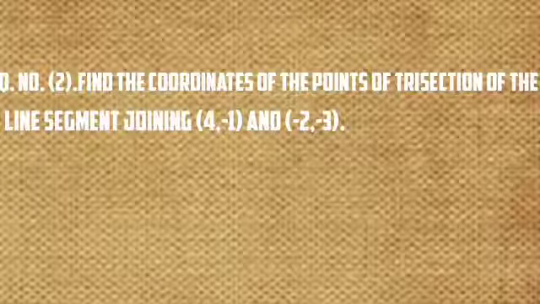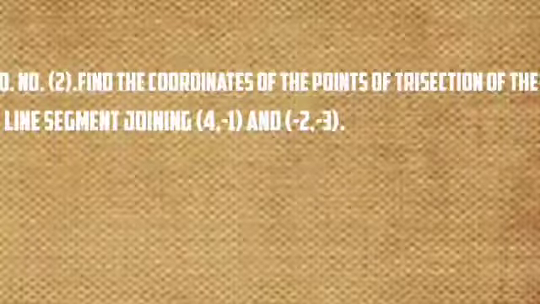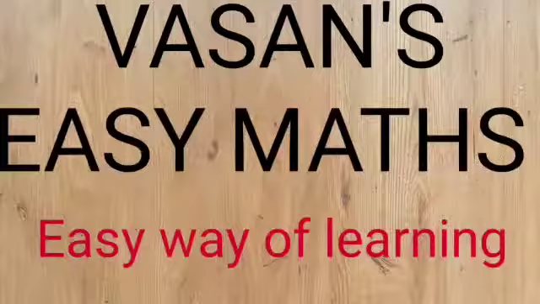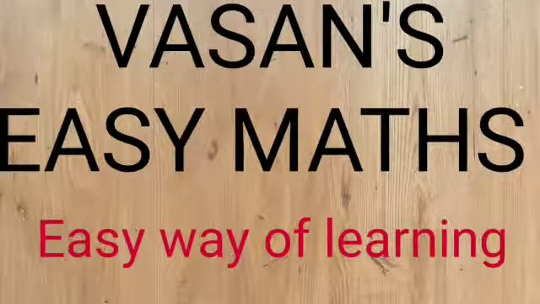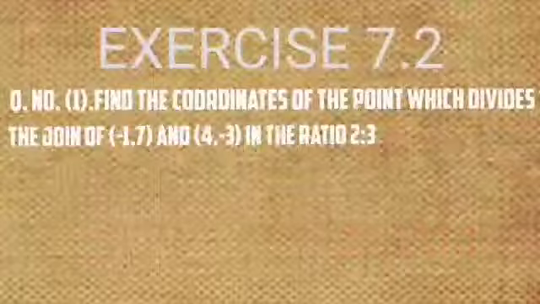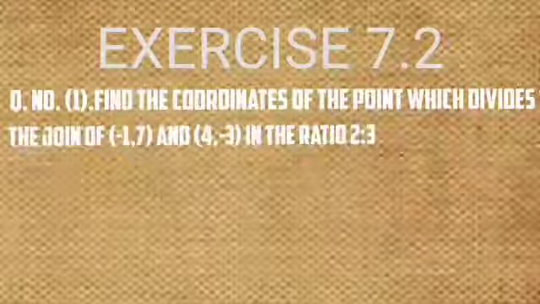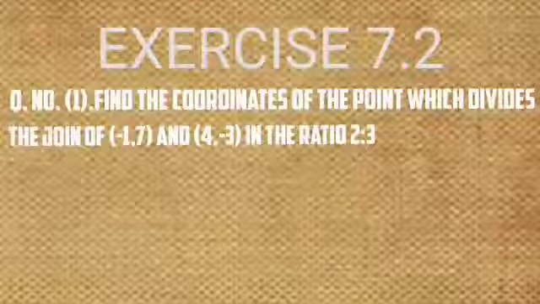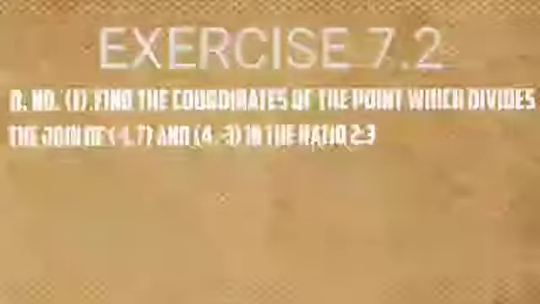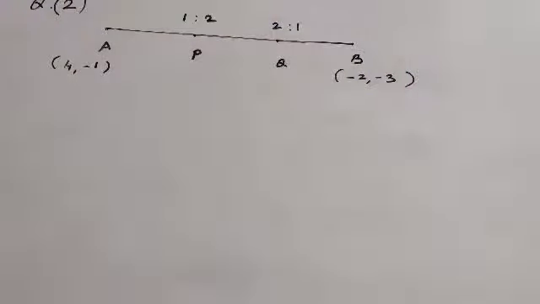Question number 2. Find the coordinates of the points of trisection of the line segment joining 4 comma minus 1 and minus 2 comma minus 3. Exercise 7.2, question number 1. Find the coordinates of the point which divides the join of minus 1 comma 7 and 4 comma minus 3 in the ratio 2:3. Now listen to question number 2.